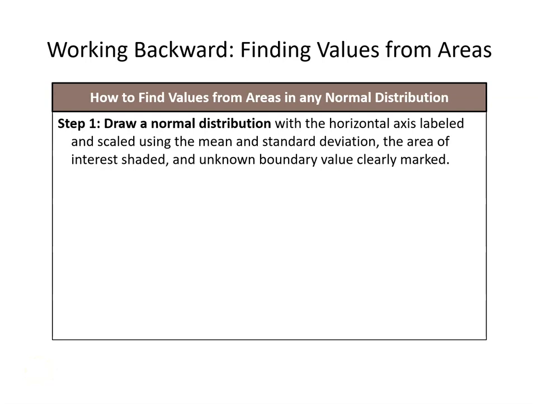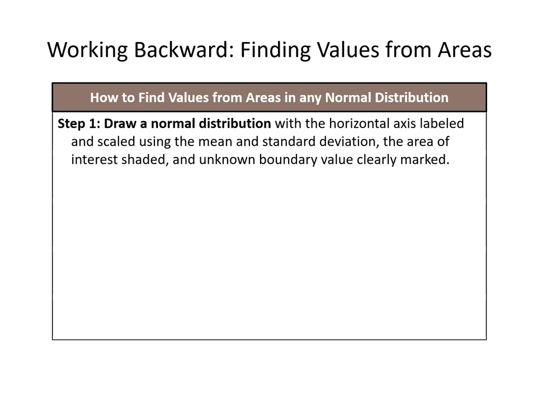So here's a question for you AP Stats folks. In the last video, we learned how to find a strategy for finding the proportion or the area given a value. But what if you wanted to go the other way? What if you were given the area or proportion and you wanted to work backwards and find the value that corresponded to that proportion or that area?